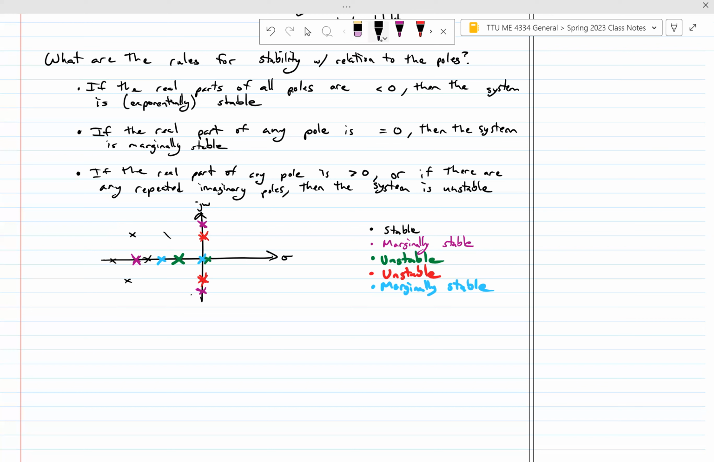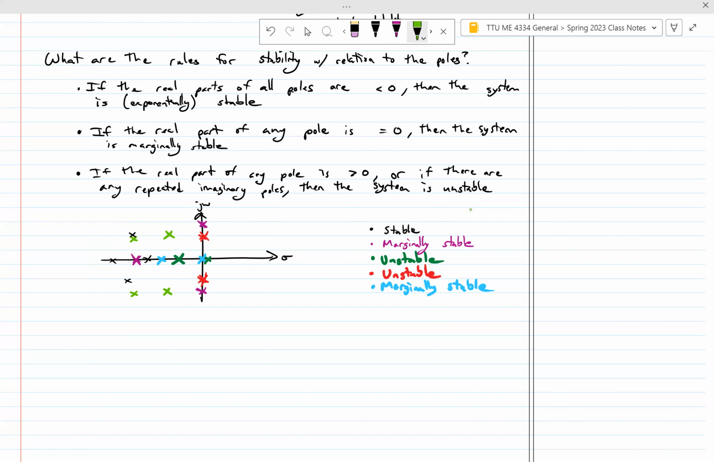Just read them out to me. -3, comma, 5. What do you guys think? Why stable? It's all about the real parts here. These are not on the imaginary axis, so that is not the case of the repeated one. That is not the special unstable case.